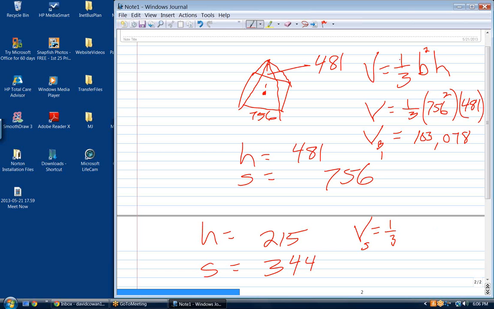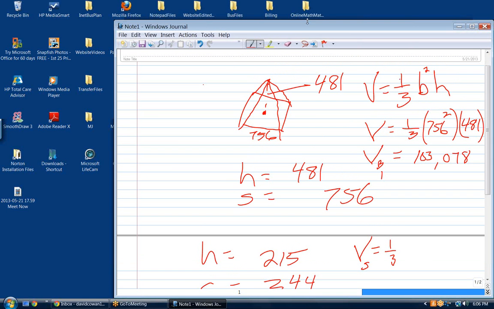571,536. Okay. So I now want to take that answer and multiply it by 481, and divide all that by 3. I get 9,163,000. Hold on, let's take that back. It's 91,636,272. So the volume would be 91,636,272. So that's the volume of the big one.